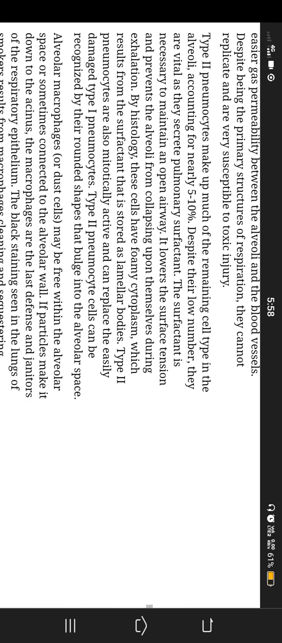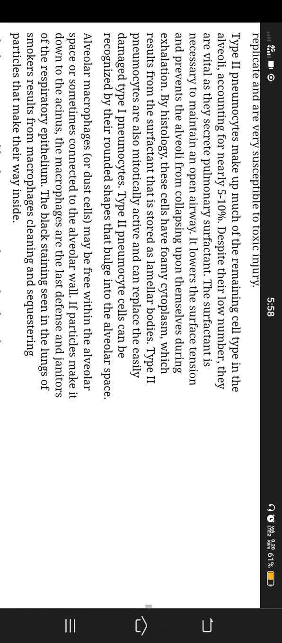Then type 2 pneumocytes make up much of the remaining cell type in the alveoli, accounting for nearly 5 to 10%. Despite their low number, they are vital as they secrete pulmonary surfactant. The surfactant is necessary to maintain an open airway. It lowers the surface tension and prevents the alveoli from collapsing upon themselves during exhalation.